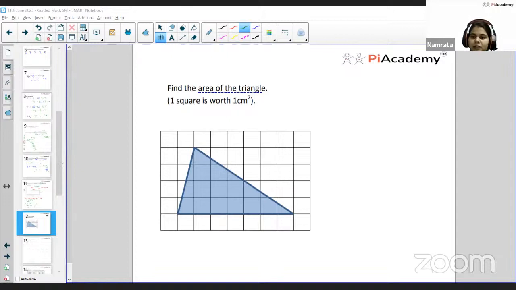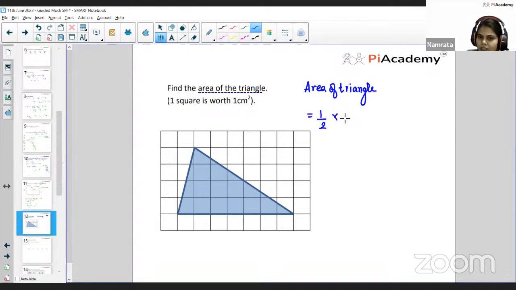Yes, I hope we can start discussing. So here, the very first thing that we need to consider is what is the area of a triangle. The formula for the area of a triangle is half times base times height. So in order to find out the base and the height, we'll consider the grid.